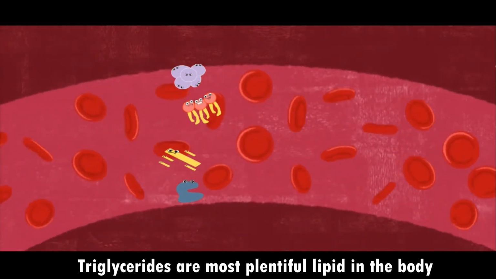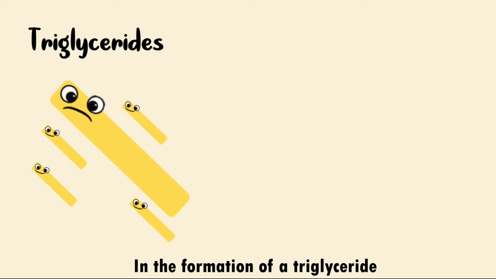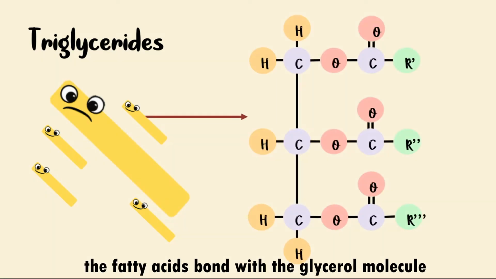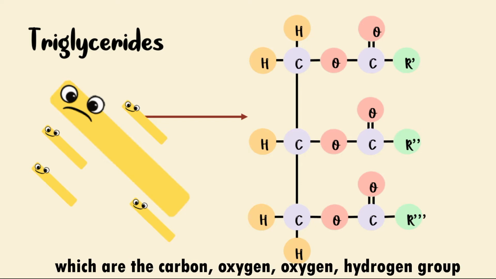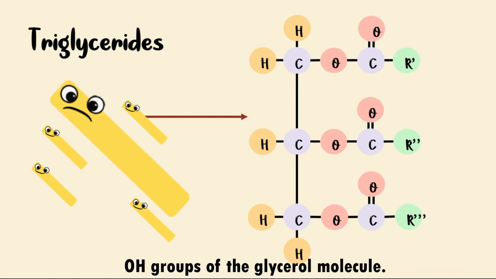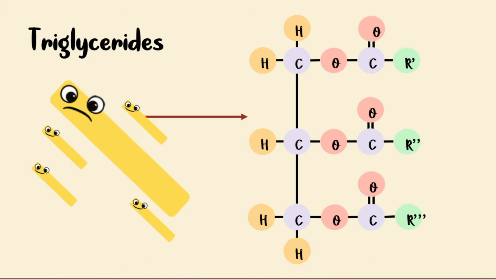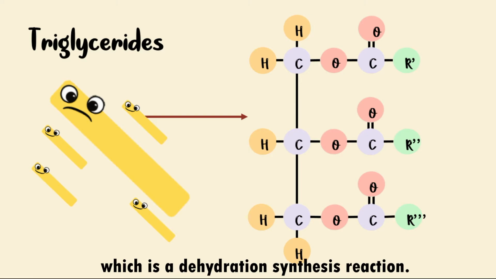Triglycerides are the most plentiful lipid in the body. In the formation of a triglyceride, the fatty acids bond with the glycerol molecule. The three fatty acids are attached by their carboxyl groups, which are carbon, oxygen, hydrogen groups, at the end of the molecule to the hydroxyl, OH, groups of the glycerol molecule. As this process takes place, three molecules of water are removed, which is a dehydration synthesis reaction.